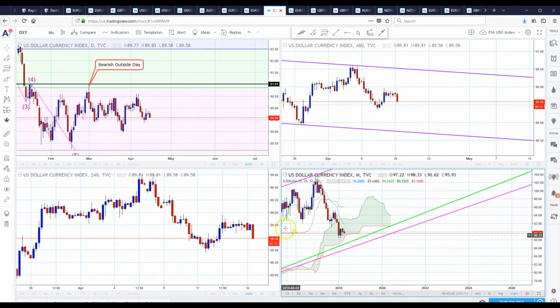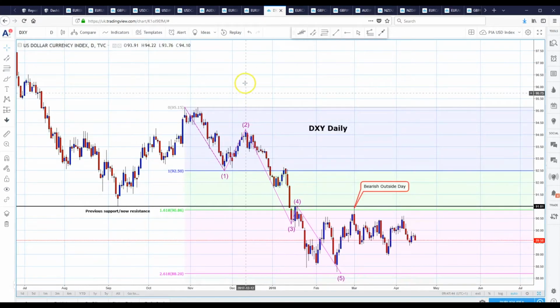If we go to the daily chart, we can see that this last leg lower looks to have completed a bearish Elliott wave formation, stalling close to the 261.8% extension at 88.20. Impulse move to the upside, but only to be rejected and a bearish outside day posted close to this previous support, which then becomes resistance.